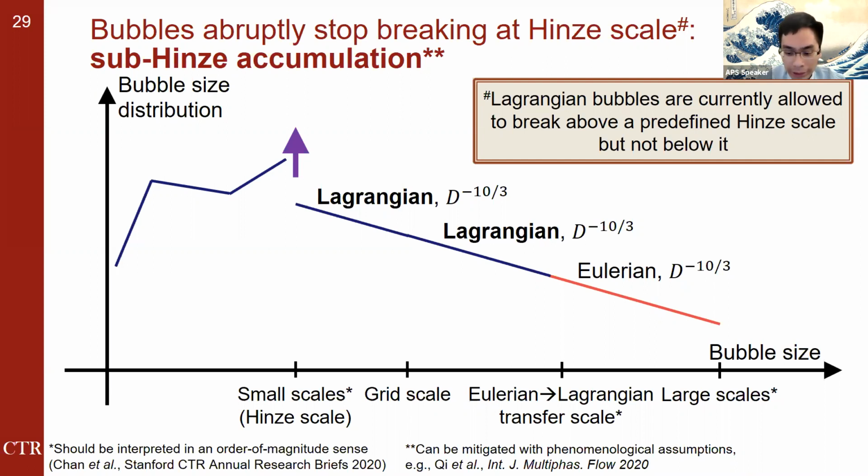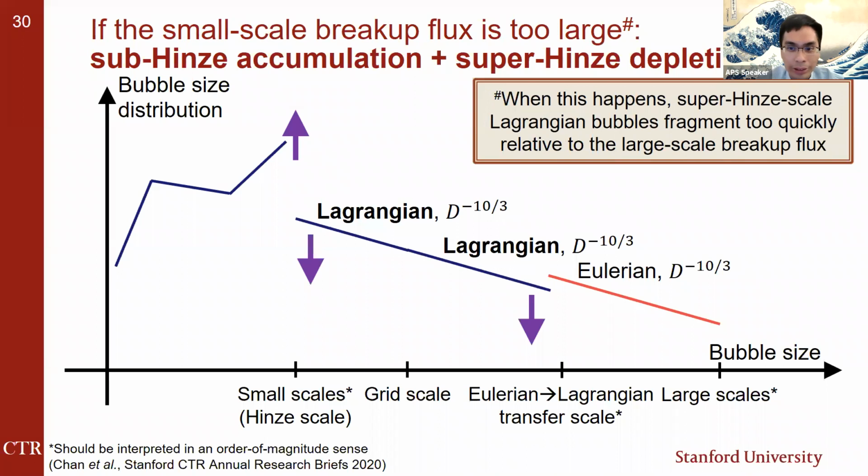What is more important probably here is that, as I mentioned, it is crucial that the small scale breakup flux matches the large scale flux. So what happens if this flux is mismatched? If the small scale flux is too large compared to the large scales, then the small bubbles start to break too quickly. This means that the number of small bubbles will decrease and this curve will shift downwards. And because they break more quickly, the pile up below the Hinze scale also happens more quickly. So expect this kink to be magnified as well.